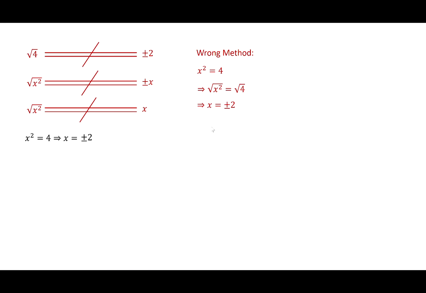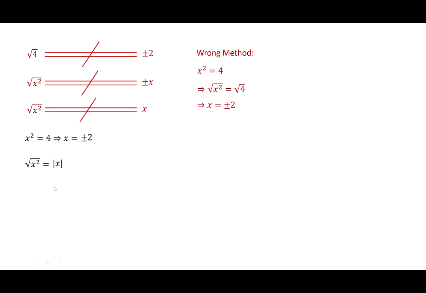The thing is, square root of x squared is not equal to x, nor is square root of 4 equal to plus or minus 2. Okay, what is it then? Here is the idea. Square root of x squared, there's only one answer to that: absolute value of x. Cool. Square root of x squared is absolute value of x.